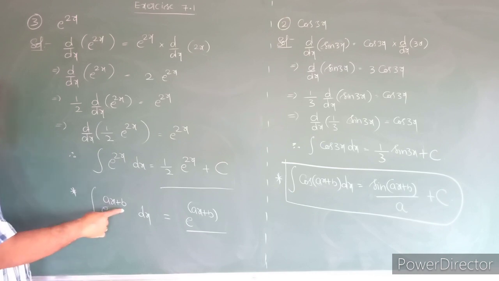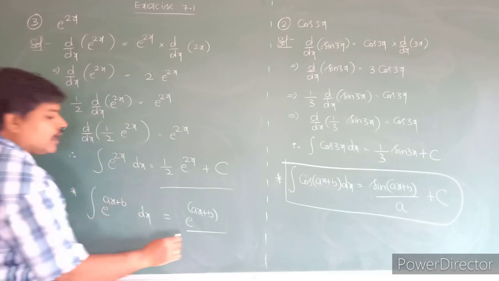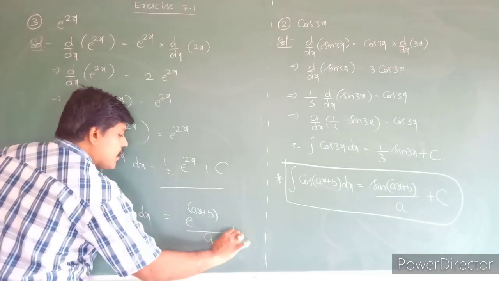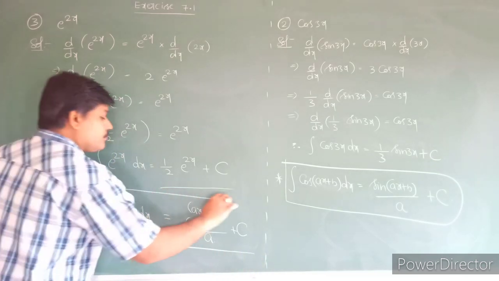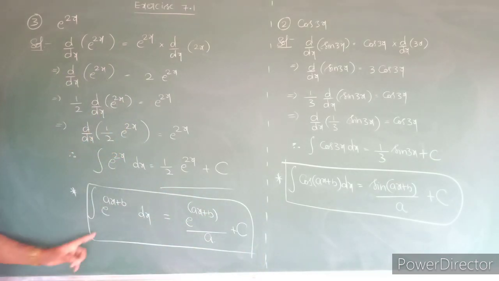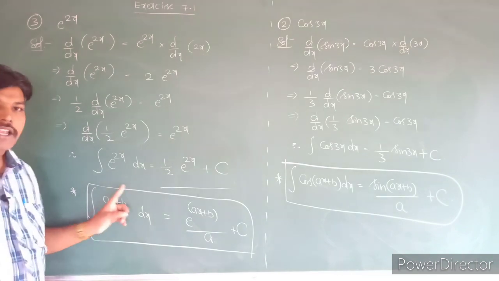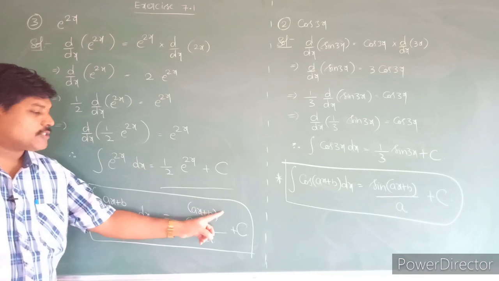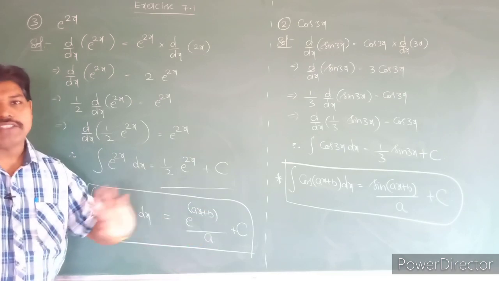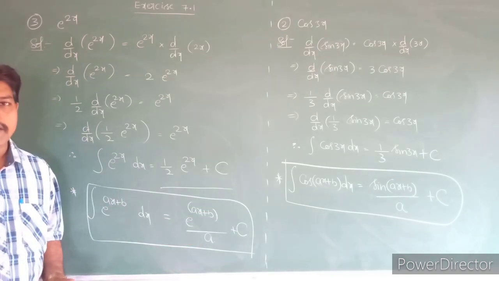The derivative of ax plus b is a only. Why? Because b is a constant, it will become 0. Ax derivative, x derivative is 1, and a into 1 is a. So the derivative will come under this value. This is one more formula: the integral of e power ax plus b into dx is equal to e power ax plus b by a plus c. Do you understand, students?